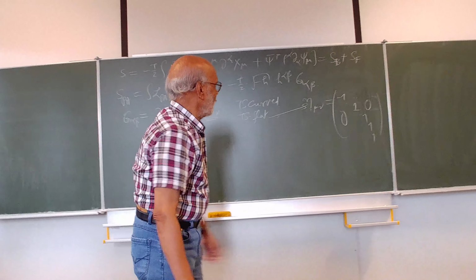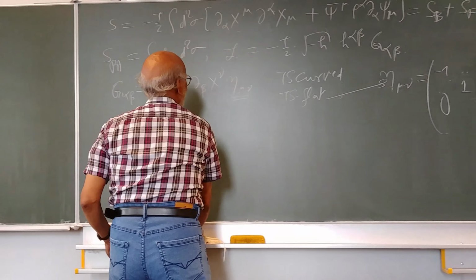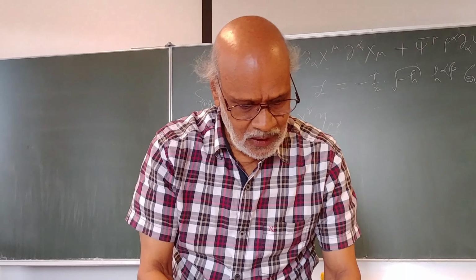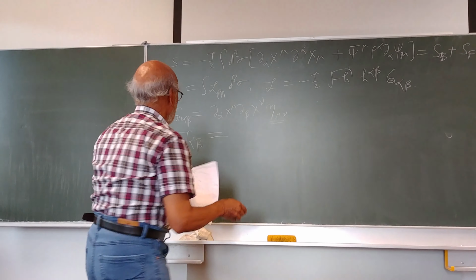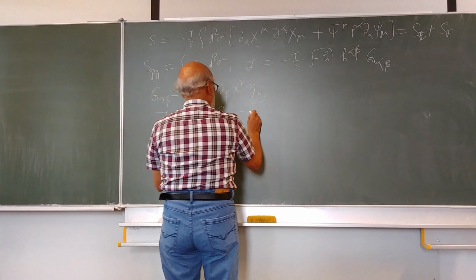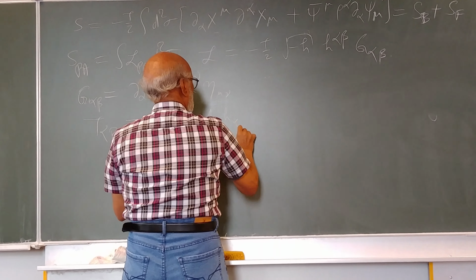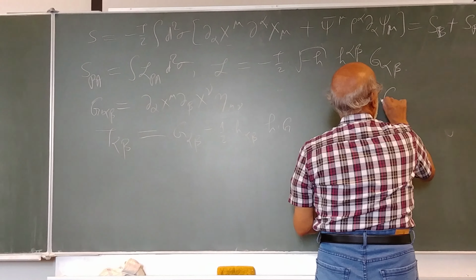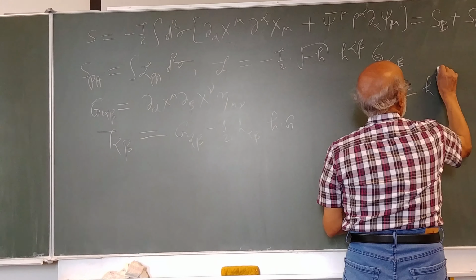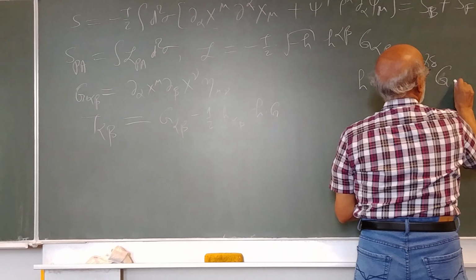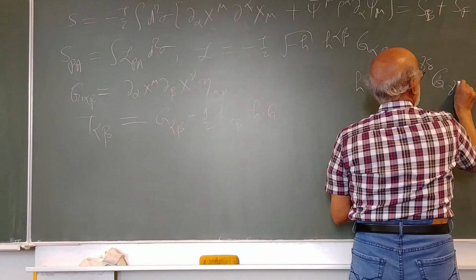Okay. All right. So this is one thing. And now we have seen the expression for T alpha beta we constructed last time. And what was the value of this? T alpha beta was G alpha beta minus one half H alpha beta into H dot G, which could be H gamma delta G gamma delta. Alpha beta are dummy indices.